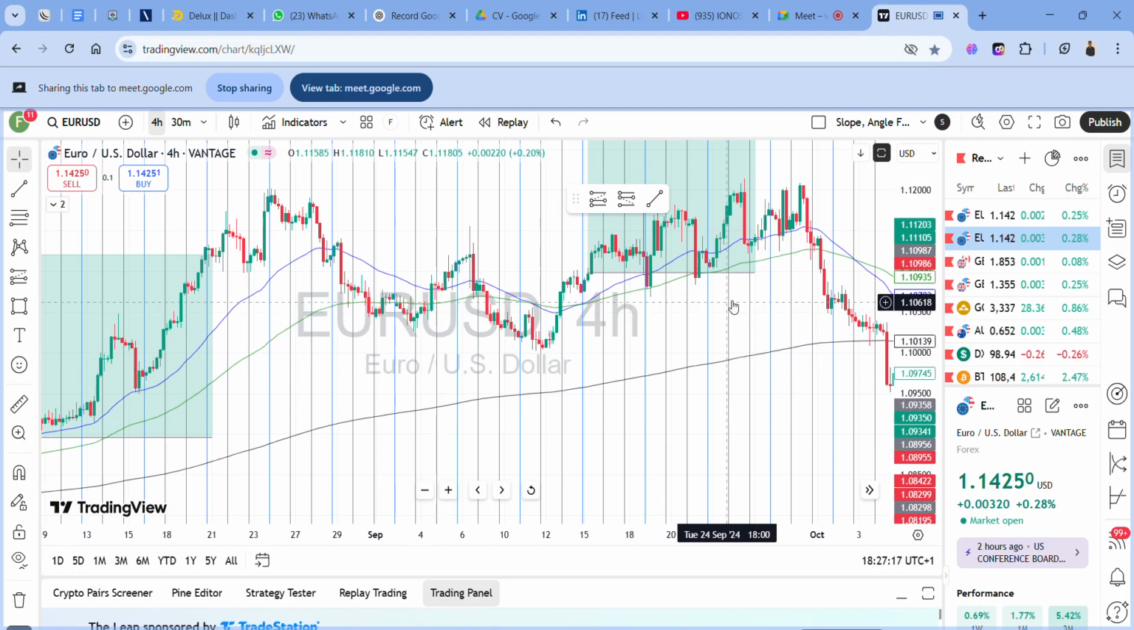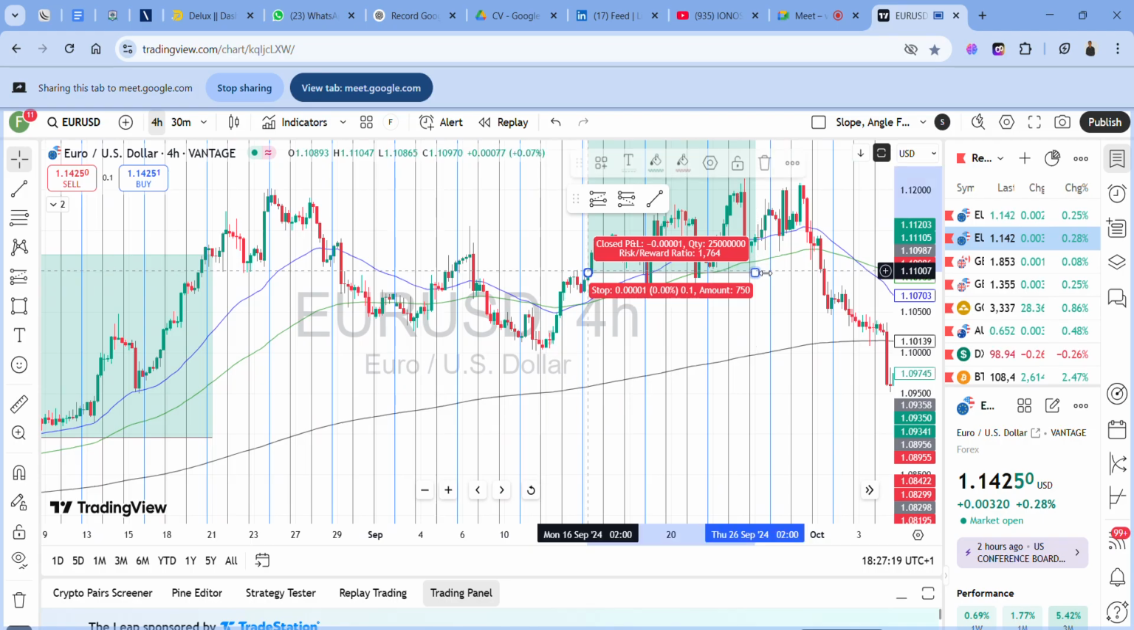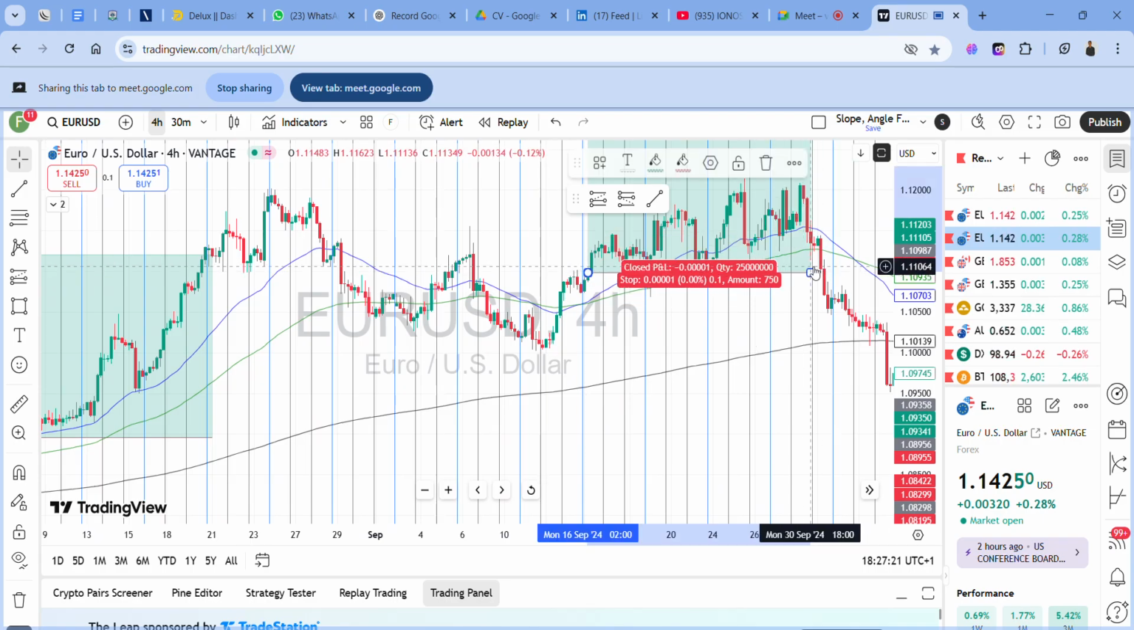And boom, the market took us out eventually, and that is it with this trade. At least we've taken a lot of partial profits on this trade. That is crazy. All right, so that is it for backtesting. This session is already 50 minutes long.